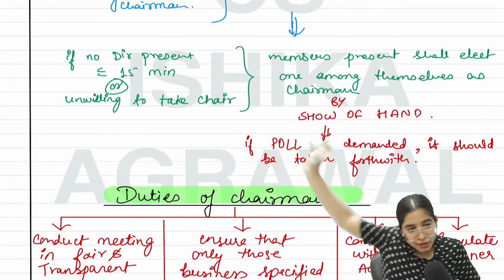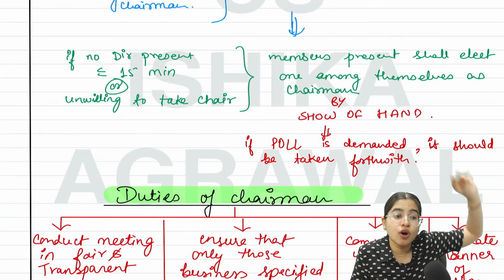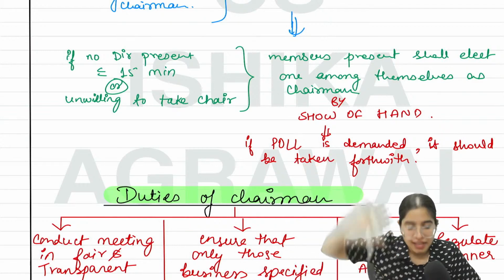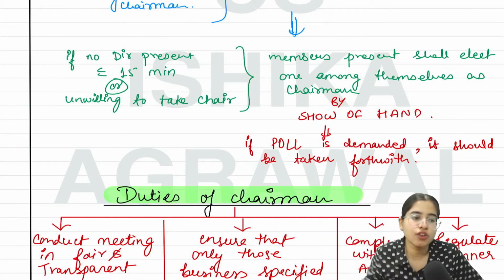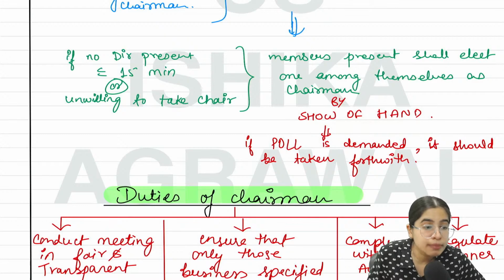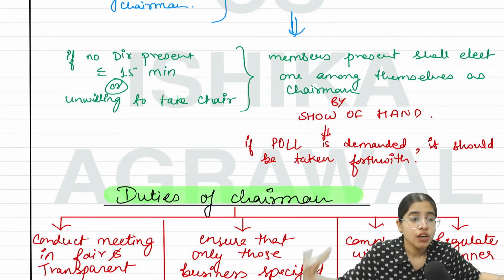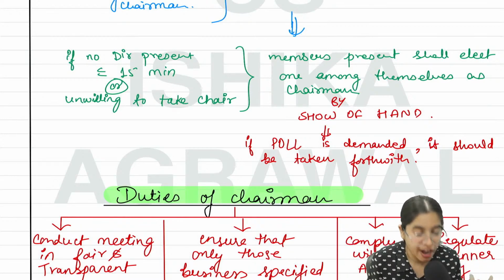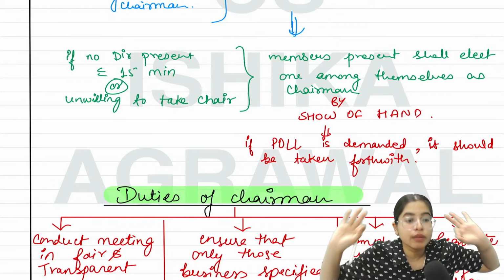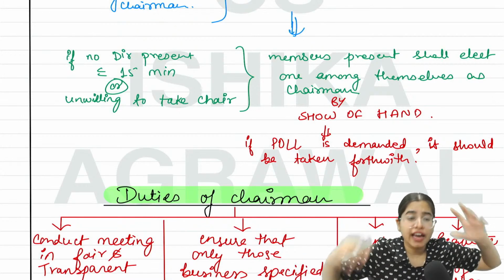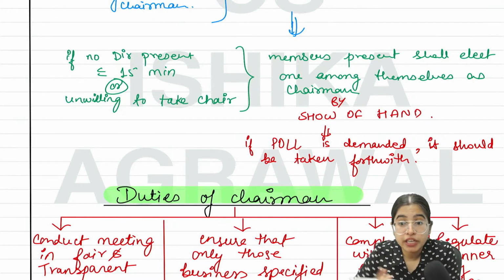Those who say yes, raise your hand; those who say no, raise your hand. Show of hand means voting by hands. Whosoever is saying yes, raise your hand. No, raise your hand. And if a poll is demanded, then it should be taken forthwith. If you are not satisfied with the decision of the show of hand, then members can also demand a poll. What is a poll? I'll discuss this in the coming section. And if the poll is demanded, then it should be taken forthwith.